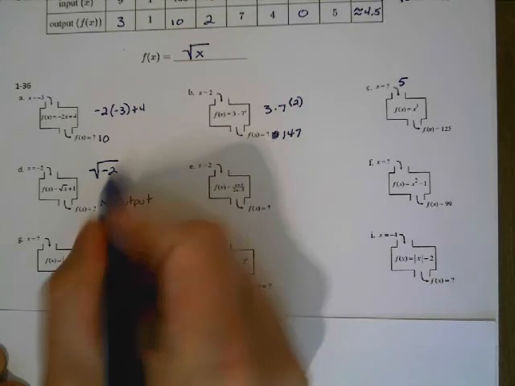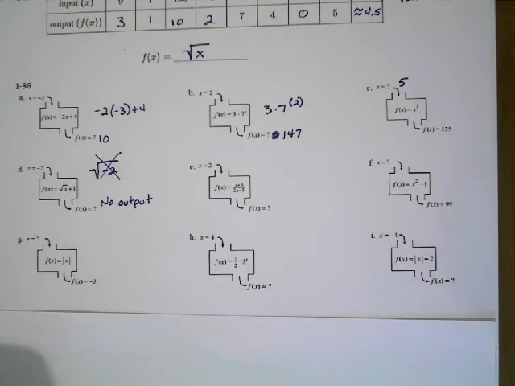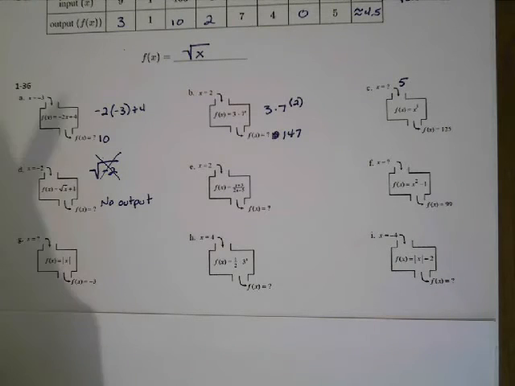It is impossible to have a square root of a negative number and let it be real. You'll see later on in other classes that it's possible to have imaginary numbers, but we're going to just deal with real numbers for right now. And that's just not possible. No output.